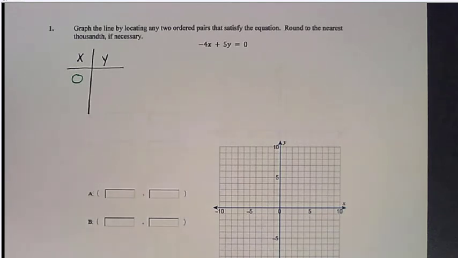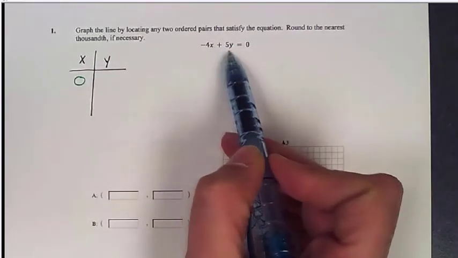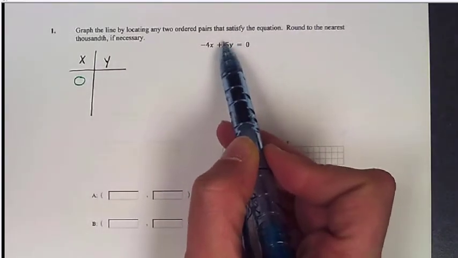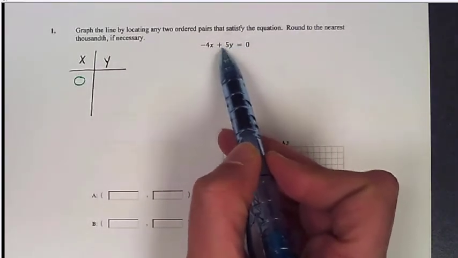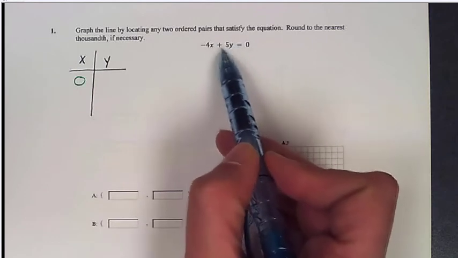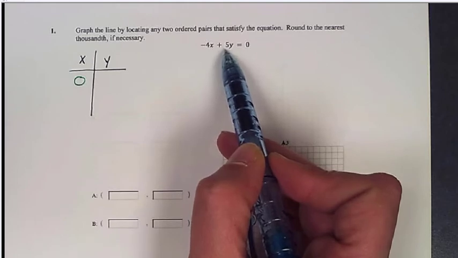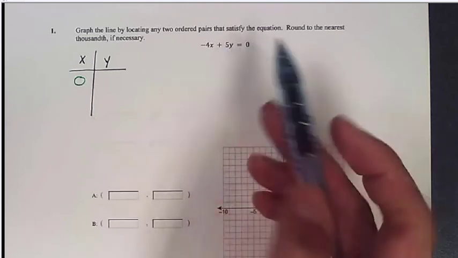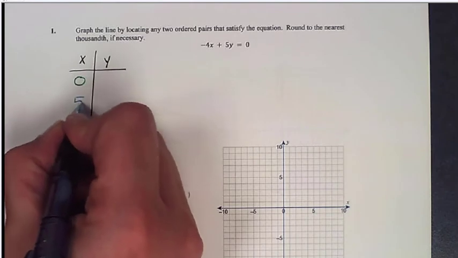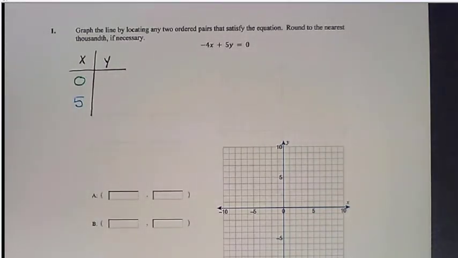What I'm actually going to do, and this works most of the time, sometimes it doesn't, is look at the coefficient of my y value, because I know at the end of solving for y, the last thing I'm going to have to do is divide by this. So if I choose something that 5 will divide into, then usually I can get some nice pretty numbers. Every once in a while that's not true, but for the most part it is. So here I'm going to choose the number 5, because I know 5 will divide into 5.